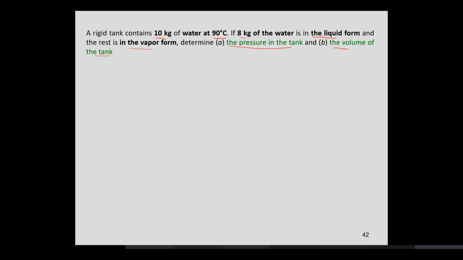We have to identify the table. How would we identify the table? Any idea how would we start with this problem?